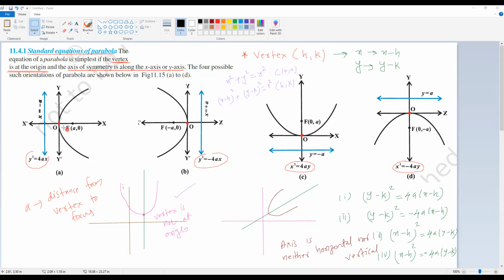Okay. 4 points: vertex, focus, axis, directrix. Open right, open left, open up, open down. Open up और down है तो x square is equal to 4ay, down है तो minus आएगा, that's all. Right और left है तो y square is equal to 4ax, open left है तो minus sign आएगा. But a is the distance from the vertex to the focus. Okay.